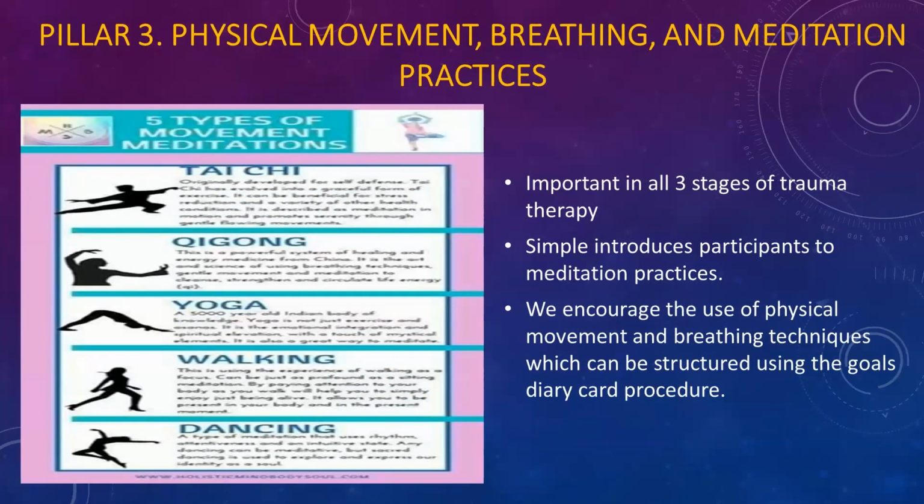Pillar number 3, physical movement, breathing, and meditation practices. There's a growing awareness that implicit traumatic memories are rooted in the body. Research is finding that the most effective healing approaches for attachment and trauma spectrum disorders focus on breathing, physical movement, and meditation. Practices that have been found helpful in addressing the somatic components of trauma include yoga, Feldenkrais, Tai Chi, Qigong, and martial arts such as Taekwondo.